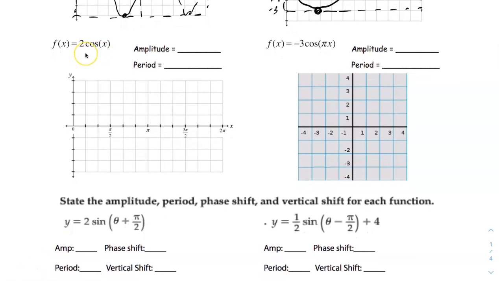Next one's the cosine graph. So my amplitude is 2, my period's 2 pi over b, there's no b, so 2 pi. B is 1, I should say. So my amplitude could go as high as 2 up, and as low as 2 down. My period's 2 pi, so we end right there, and we're starting at 0. So that's the little box my graph's going to be in.